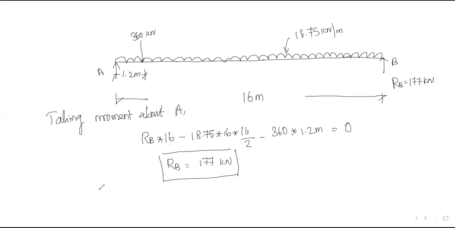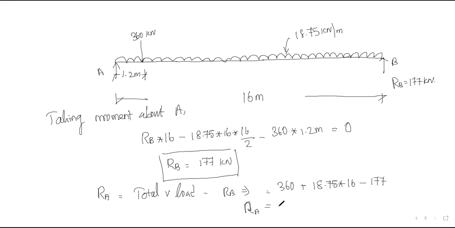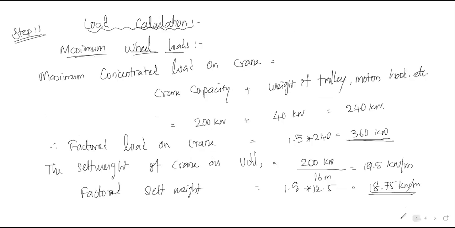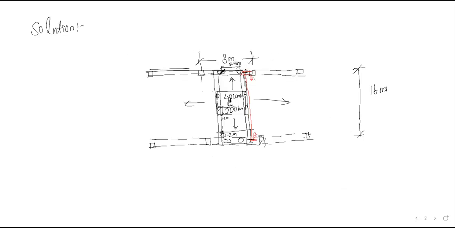So now I have to calculate the RA value. RA is equal to total vertical load minus RB. The total vertical load here is 360 kilonewton plus 18.75 into 16 meter, minus the RB value of 177. If I substitute these values, I get RA equal to 483 kilonewton. So among them, which one is maximum? 483 is maximum.